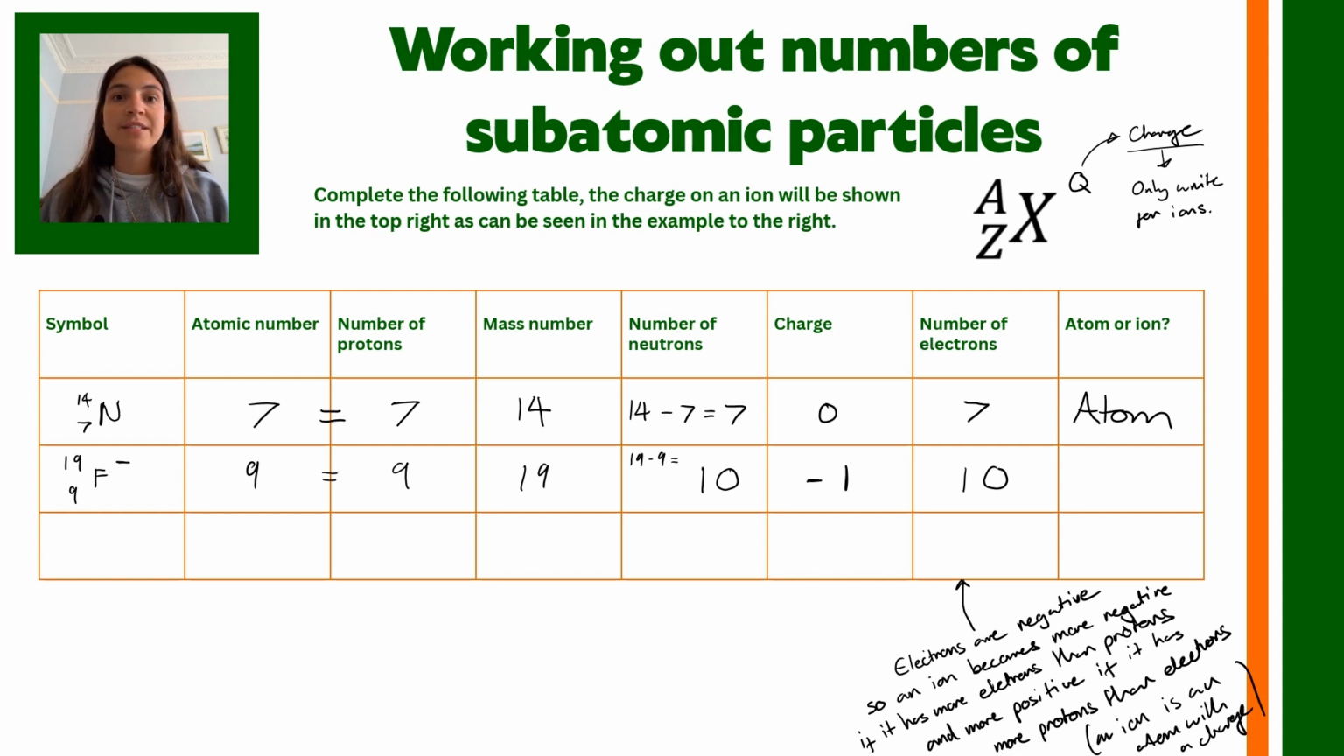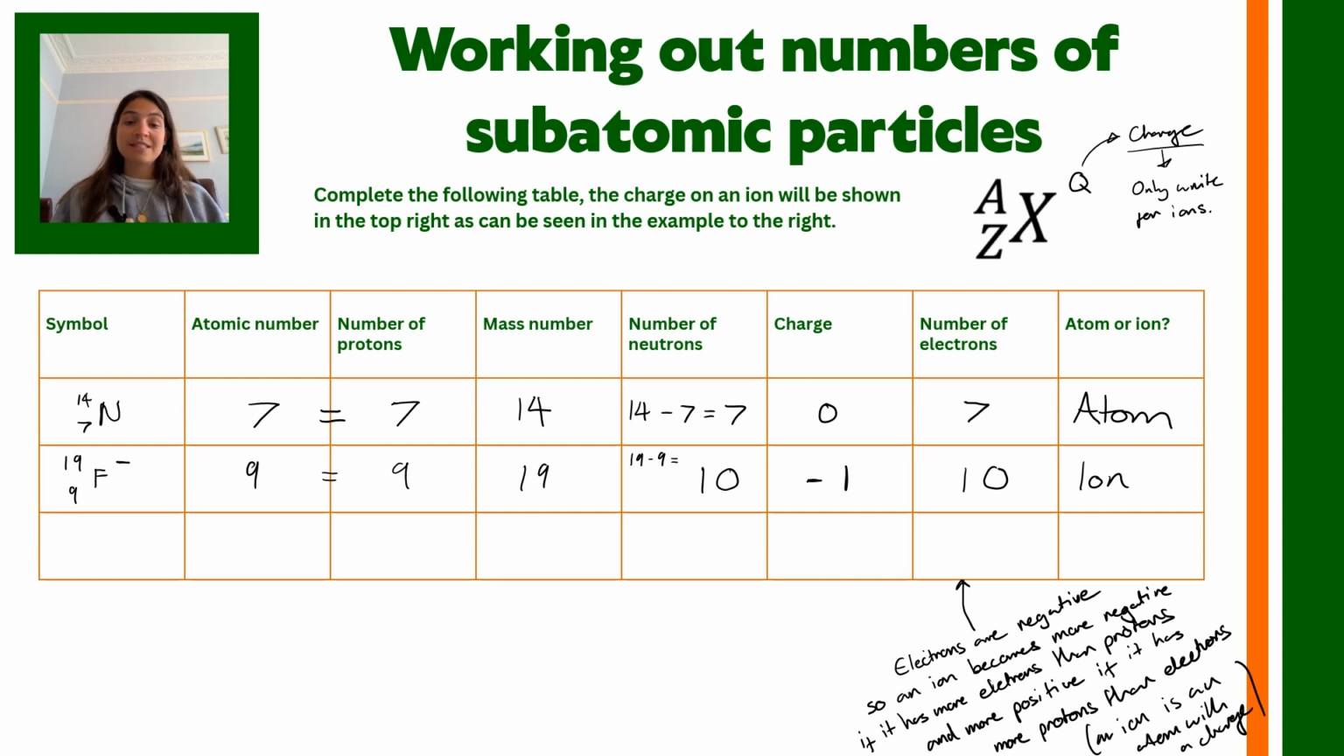Now look at my answer here. I've written 10 electrons. Let's compare that to the number of protons. There is one more electron than proton. Remember here, your electrons are actually negative.